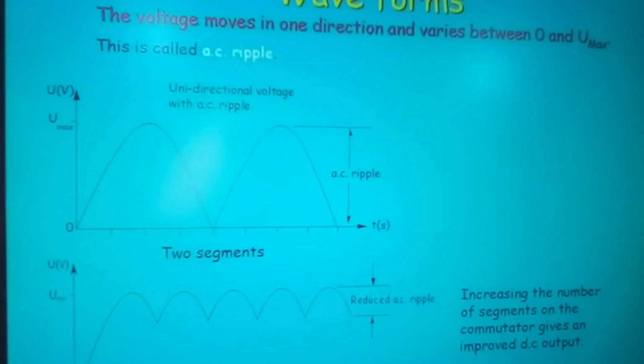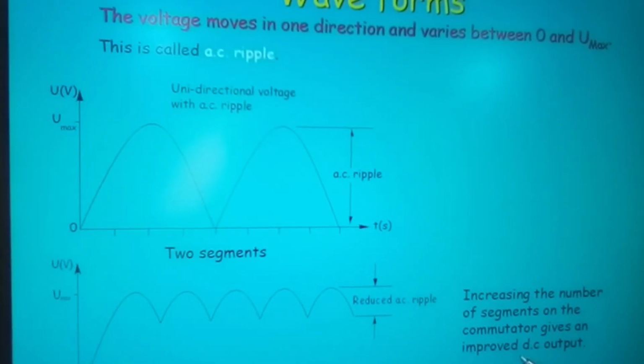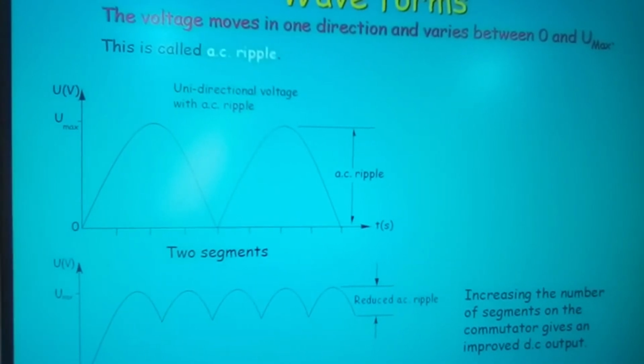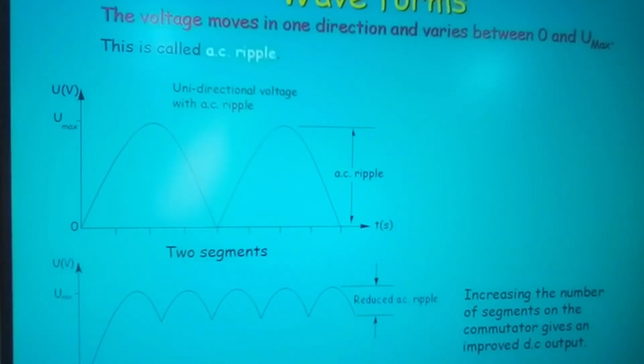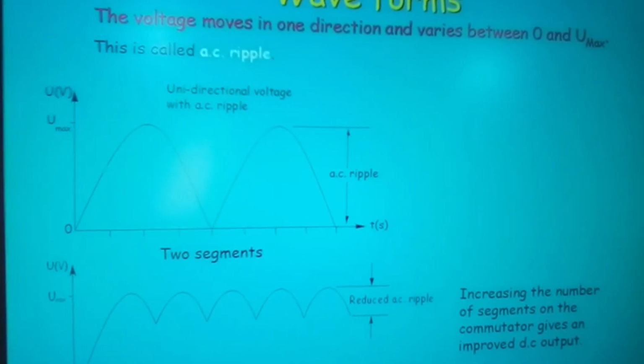So although increasing the number of segments on the commutator gives us an improved DC output, it still needs to be smooth enough. So we'll still use capacitors. Okay, it allows us then to create motors within a specified size and with specified numbers of segments.